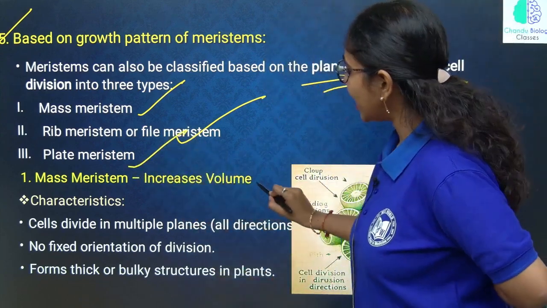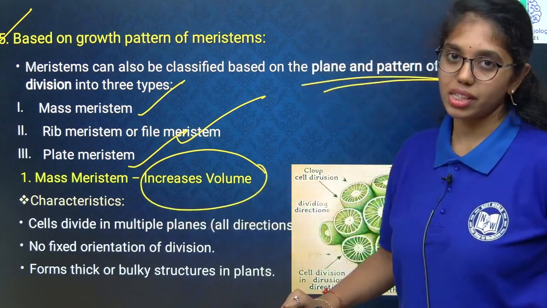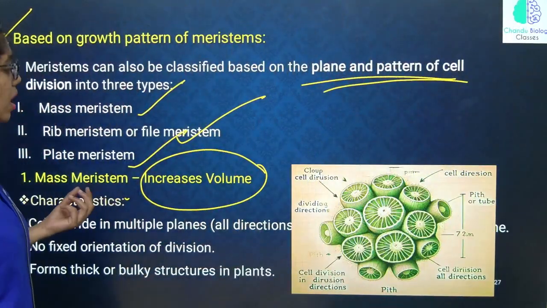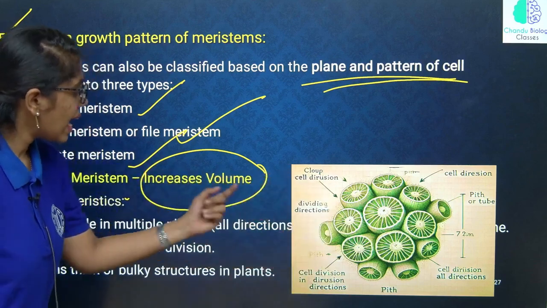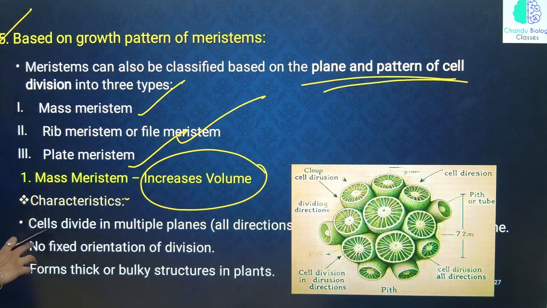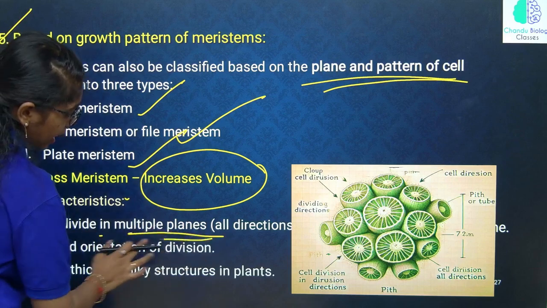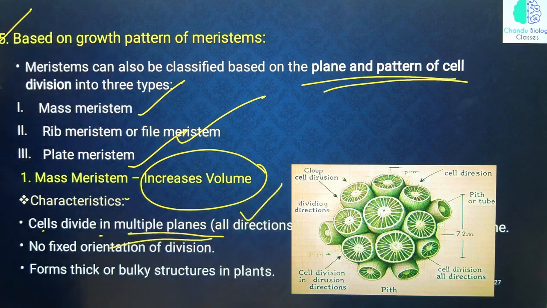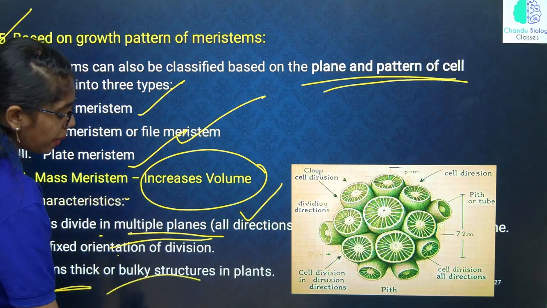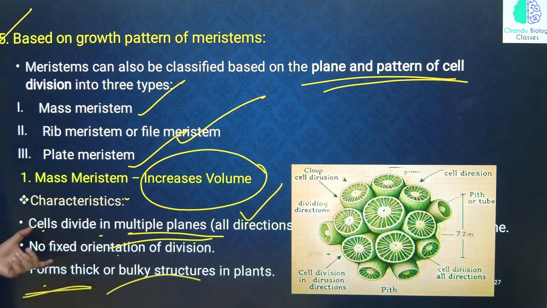Mass meristem will increase the volume of the cell and it divides in all the planes. Mass meristem will divide in all the planes and it will lead to the increase in the volume of the plant, okay. Cells divide in multiple planes, that is in all directions. There is no fixed orientation of division in mass meristem and they form thick and bulky structures in the plants.